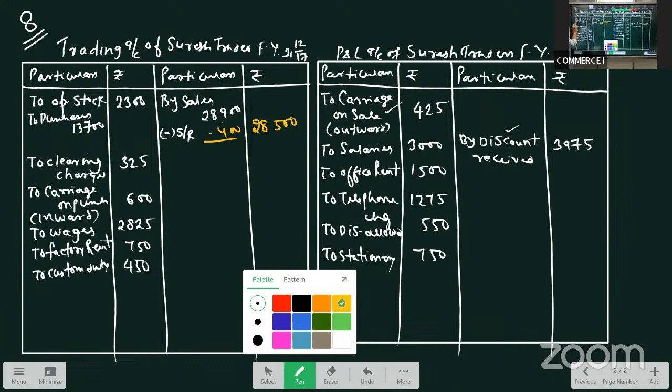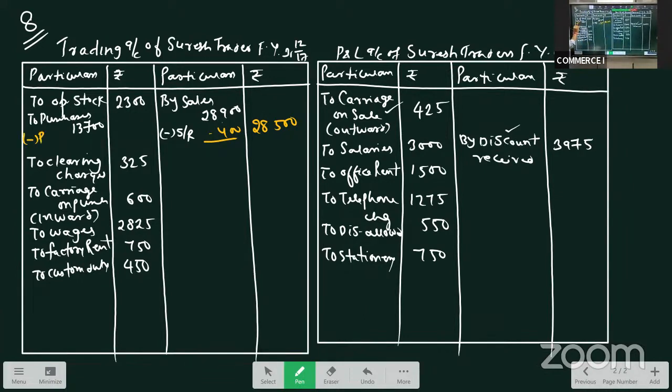Then we have purchase returns. Purchase returns are deducted from purchases amount. Purchase returns are given as 200. If you deduct, you'll get 13,500. And the last item is closing stock, 8,800. We have cleared the given trial balance. Now what is left? The balancing part is left. So we have to do the balancing.